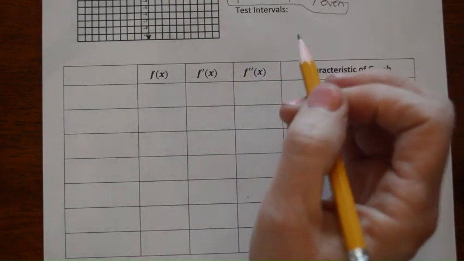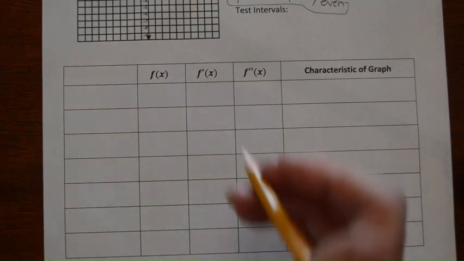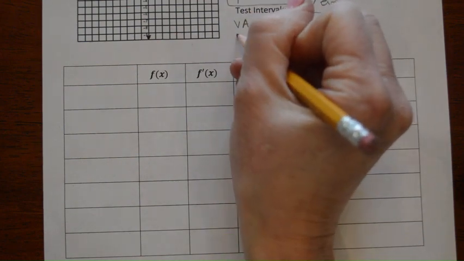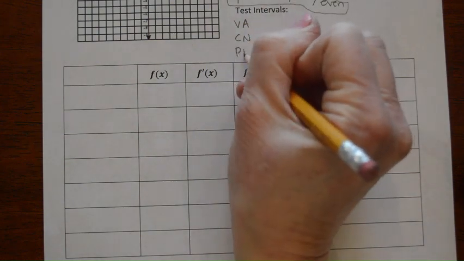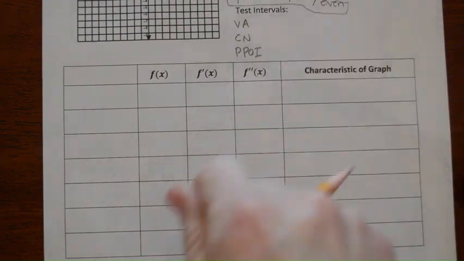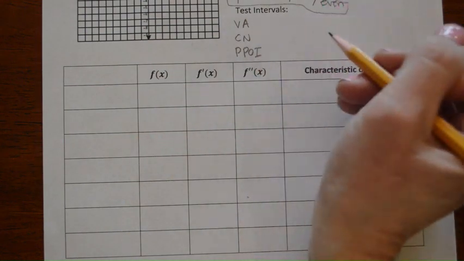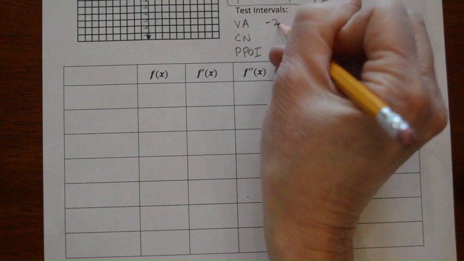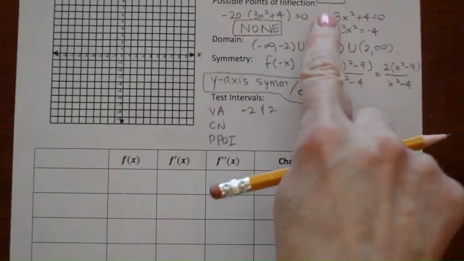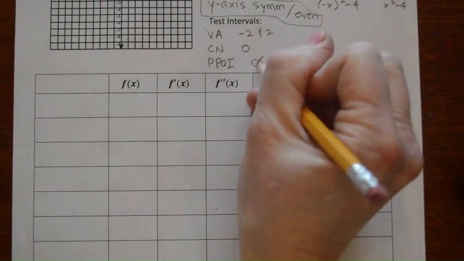All right, so we have to find out what our test intervals are. Our test intervals are going to come from our vertical asymptotes, our critical numbers, and our possible points of inflection. I'm just going to list all of those, and then we'll write them in order so that we can make our table. Vertical asymptotes, there are two: at -2 and +2. Our critical numbers, the only critical number we had was x equals 0. And we had no possible points of inflection.